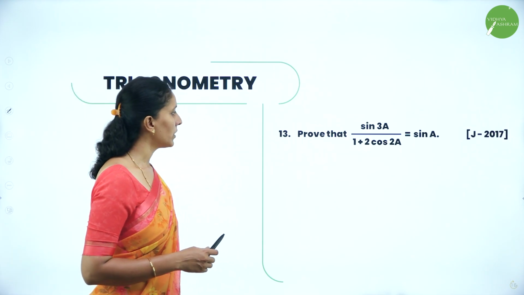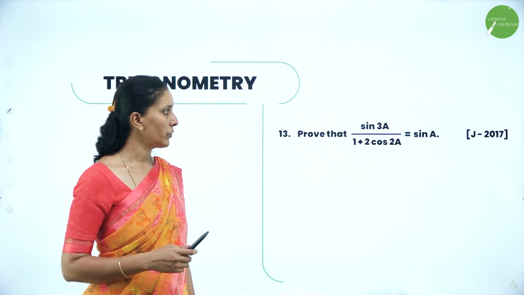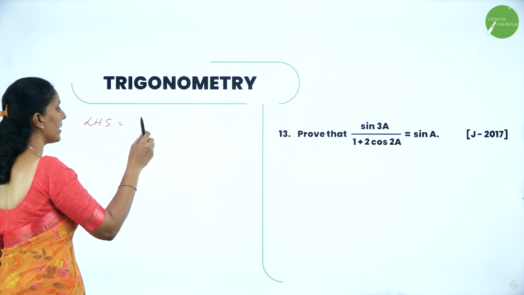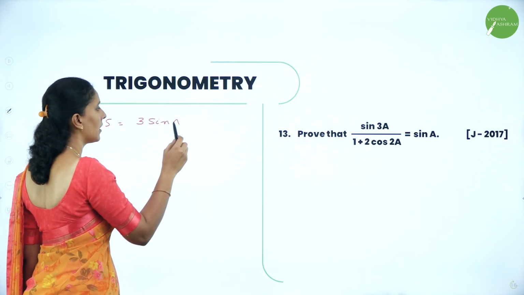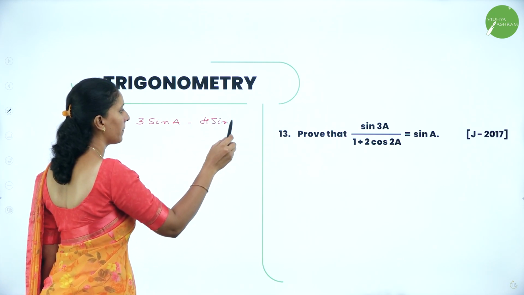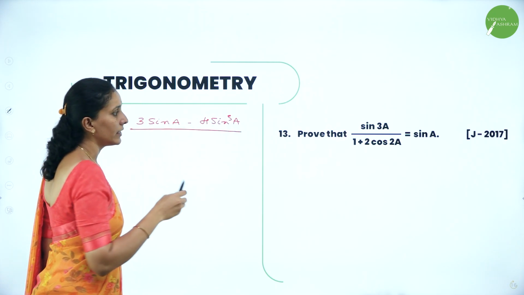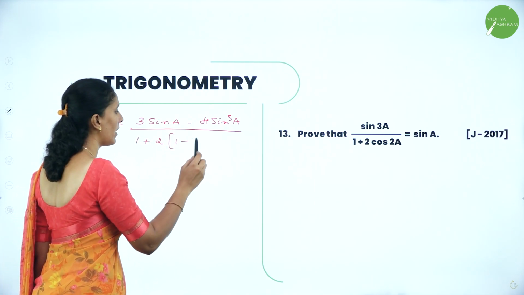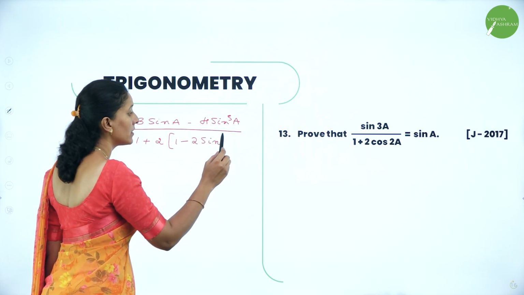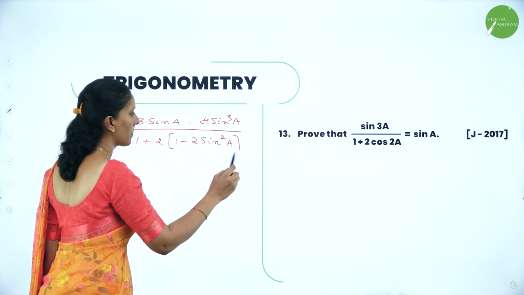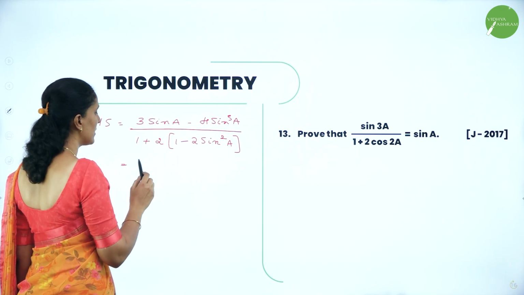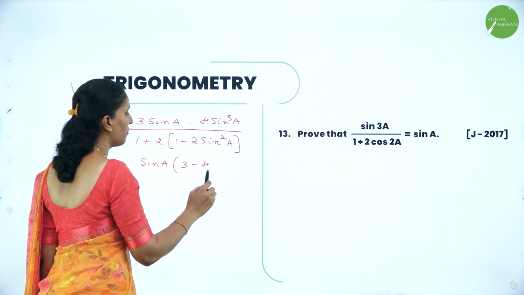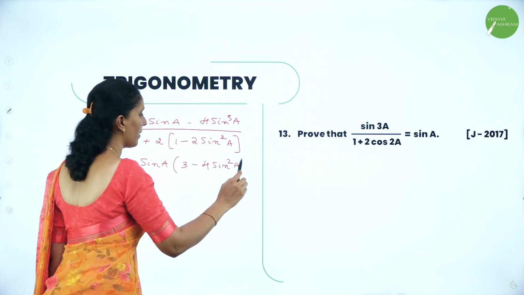Next question, we have prove that sin 3a divided by 1 plus cos 2a is equal to sin a. So let us consider the left hand side. Sin 3a is 3 sin a minus 4 sin cube a. Cos 2a, convert this in terms of sine. So then it becomes 1 plus 1 minus 2 sin square a. So here take sin a as common factor. We will get it as 3 minus 4 sin square a.